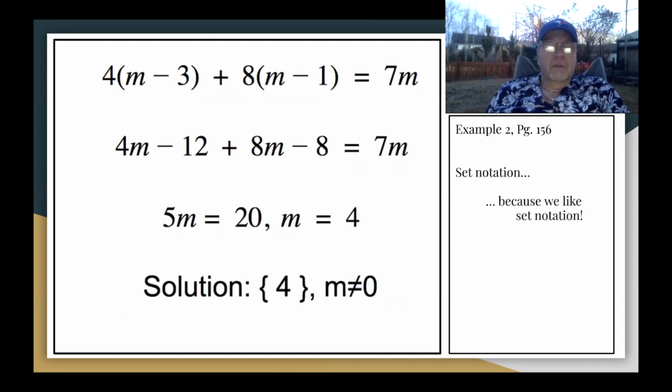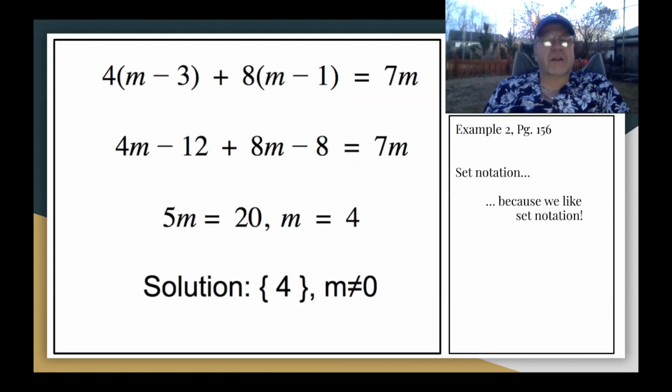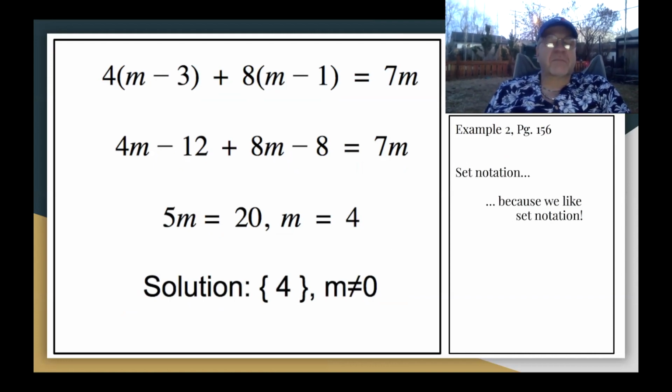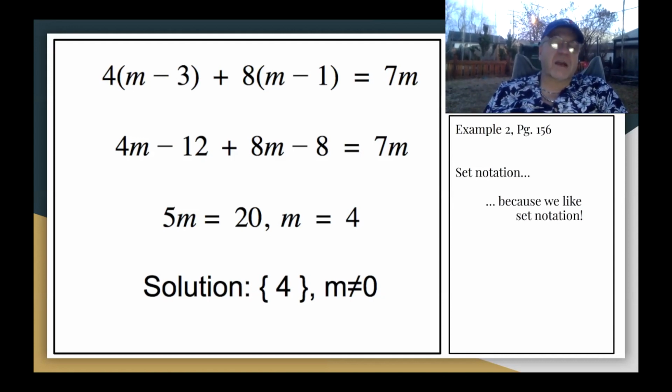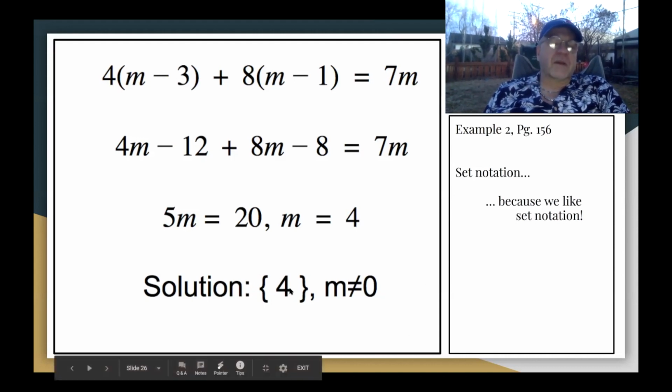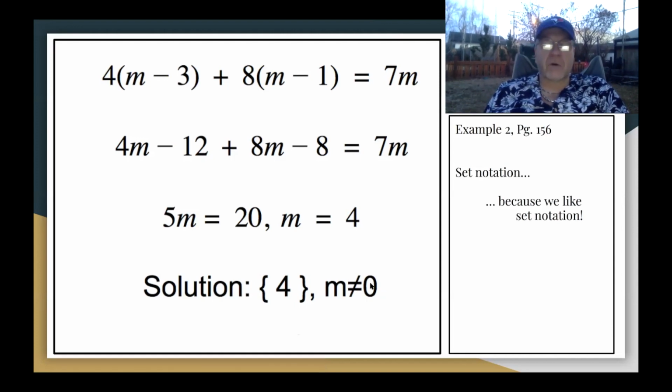Cool. And so there is our answer in set notation, but remember that m may not equal 0 because of the first version of the equation where you had m in the denominator. So your answer is a set of numbers that includes the number 4, with the non-permitted value of 0 for m.